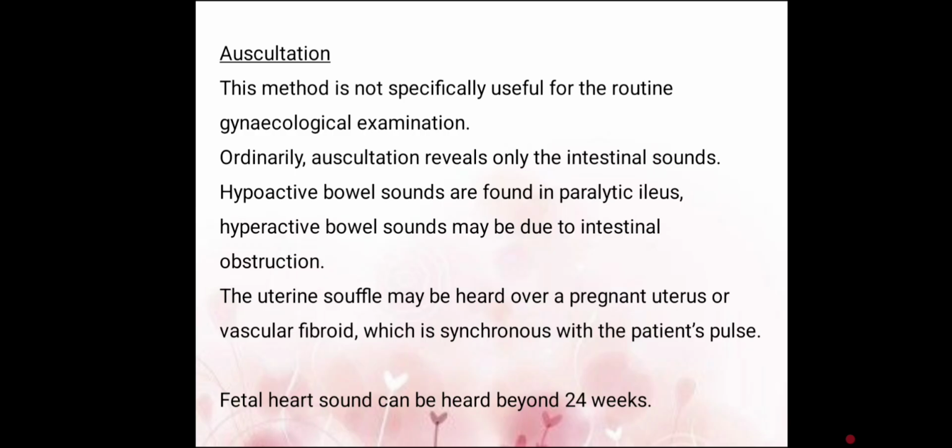Abdominal examination, as we say, includes inspection, palpation, percussion, and auscultation if relevant. Auscultation is not routinely used as a part of gynae examination. Basically, auscultation reveals intestinal sounds, which are either hypoactive or hyperactive: hypoactive in paretic ileus and hyperactive in intestinal obstruction. In a pregnant uterus or fibroid uterus, there is a uterine bruit, which is synchronous with the patient's pulse. Apart from that, fetal heart sound can be heard beyond 24 weeks.